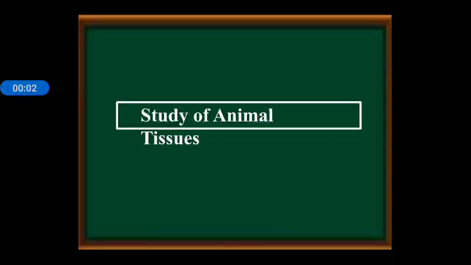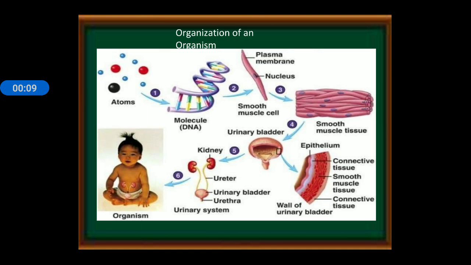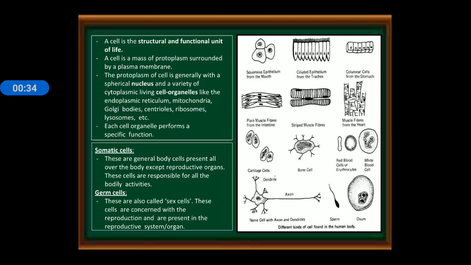Friends, today we are going to start our next topic, that is the study of animal tissues, plus one class biology. As we know, tissue is made up of cells, and cells are made up of molecules, and molecules are made up of atoms. In this slide we can see that atoms combine to form molecules, and molecules combine to form a cellular structure, and these cellular structures get combined to form tissue and further organ, and organ system is there, and different organ systems combine to form an organism.